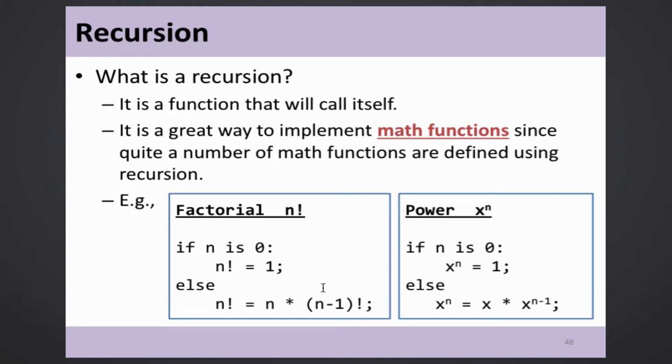How about power? Power we can also write in this way. If n is 0, x to the power n would be 1. Else, x to the power n is equal to x times x to the power n minus 1. This is a recursive definition. Basically, the function factorial is defined by itself.